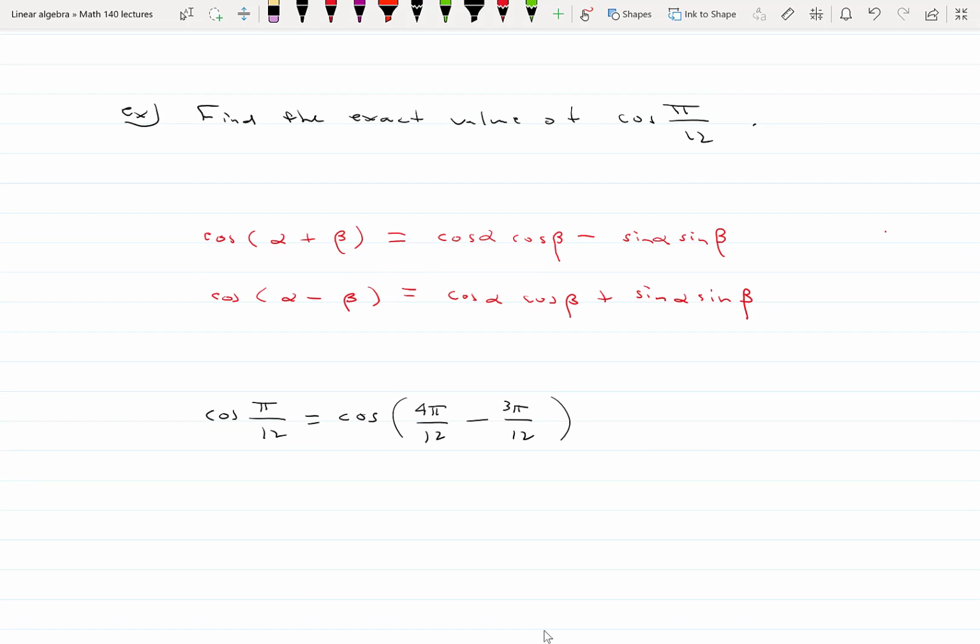Okay, so the cosine of pi over 12 is the cosine of 4 pi over 12 minus 3 pi over 12, or the cosine of pi over 3 minus pi over 4.